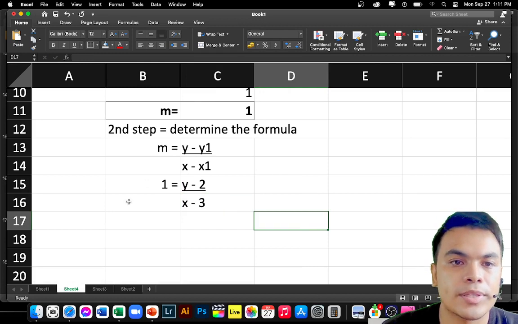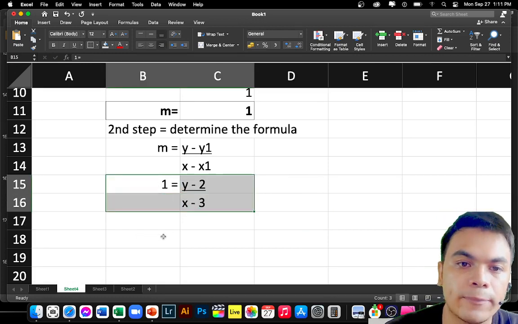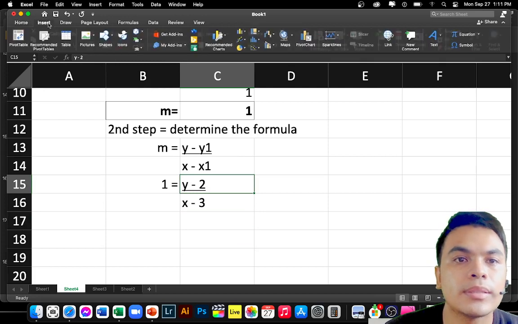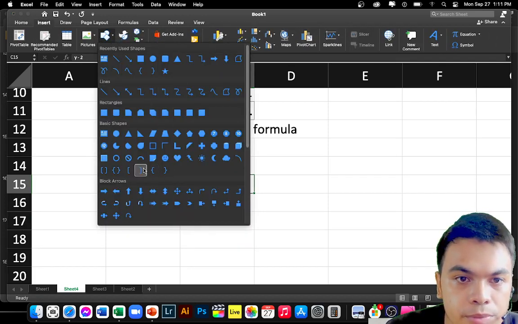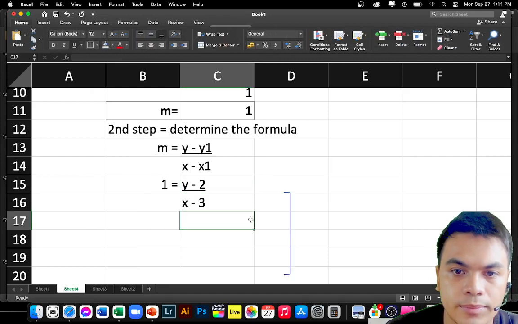All right. So what's the next step? We now multiply both sides by x minus 3, so we can remove this denominator. Let us just insert some shapes.